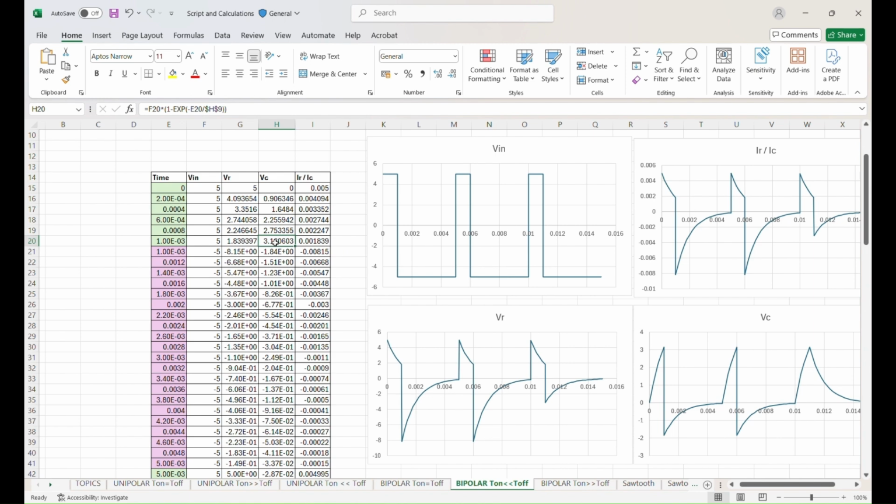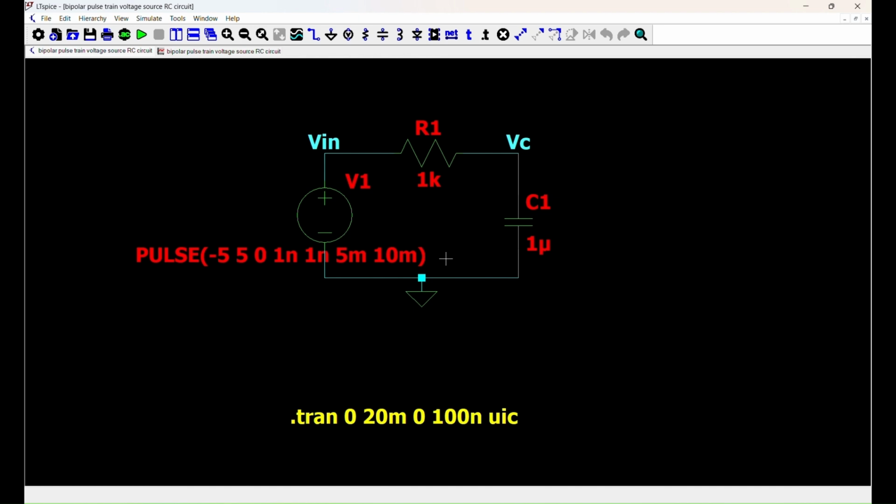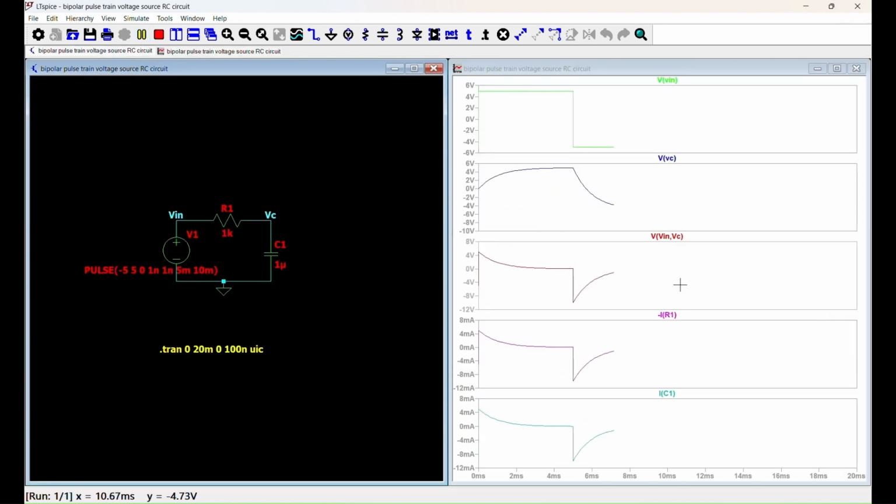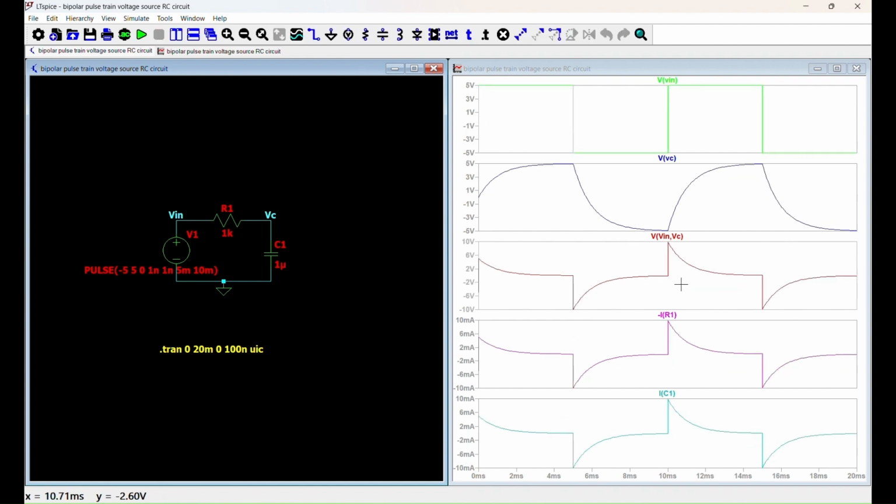Here we have considered the case where on time is equal to off time is equal to 5 milliseconds. Now on simulating this, we can see that the capacitor's voltage exponentially charges towards the input voltage during the on period and exponentially charges towards minus 5 volts while discharging from its previously charged level of 5 volts. The voltage across the resistor starts from a maximum of 5 volts and decays exponentially following the capacitor's behavior, and the current flowing through the circuit is similar to the voltage across the resistor.